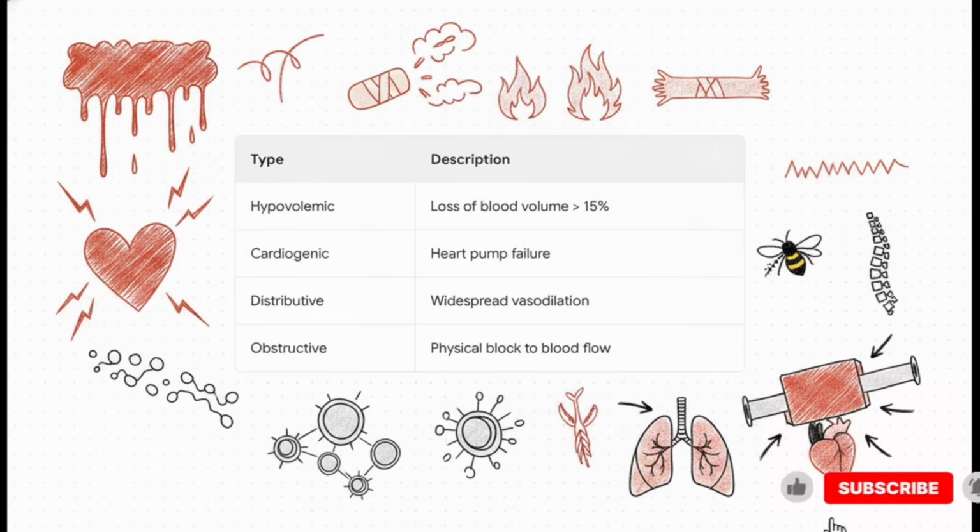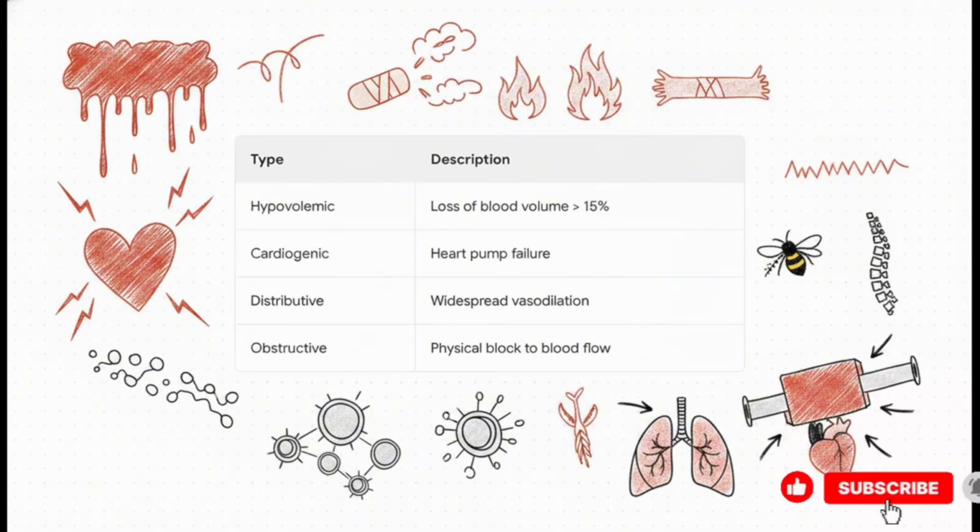To actually treat shock, you absolutely have to identify where it's coming from. Hypovolemic shock means the tank is empty. We're talking an intravascular volume loss of 15% or more from something like trauma or severe burns. Cardiogenic means the pump itself is broken, like in a massive heart attack.